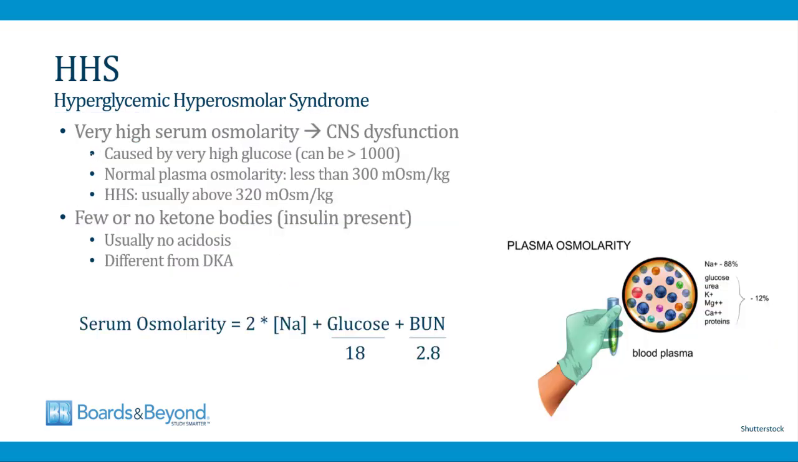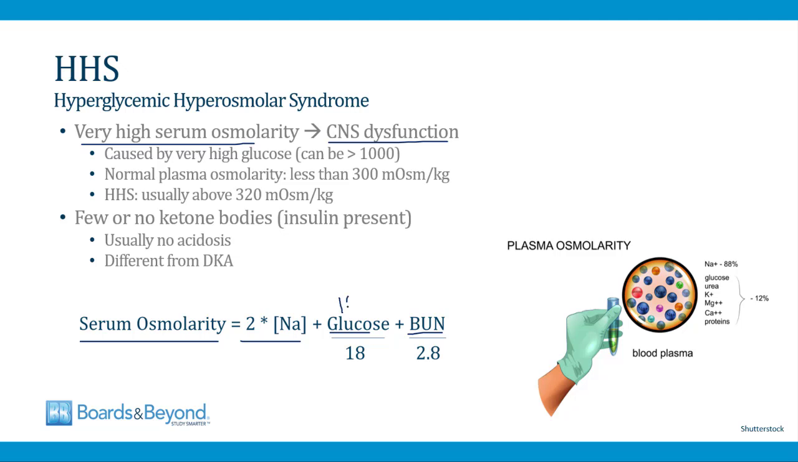The main problem in HHS is very high serum osmolarity. This can draw water out of brain tissue and cause CNS dysfunction, which can become life-threatening. If you look at the bottom of the screen, this is the equation for serum osmolarity. It's equal to 2 times the sodium concentration plus the glucose concentration over 18 plus the BUN over 2.8.